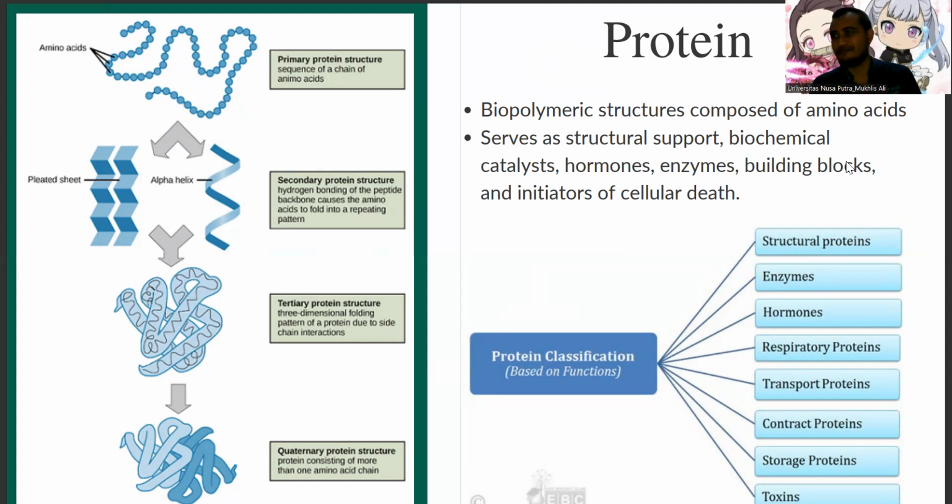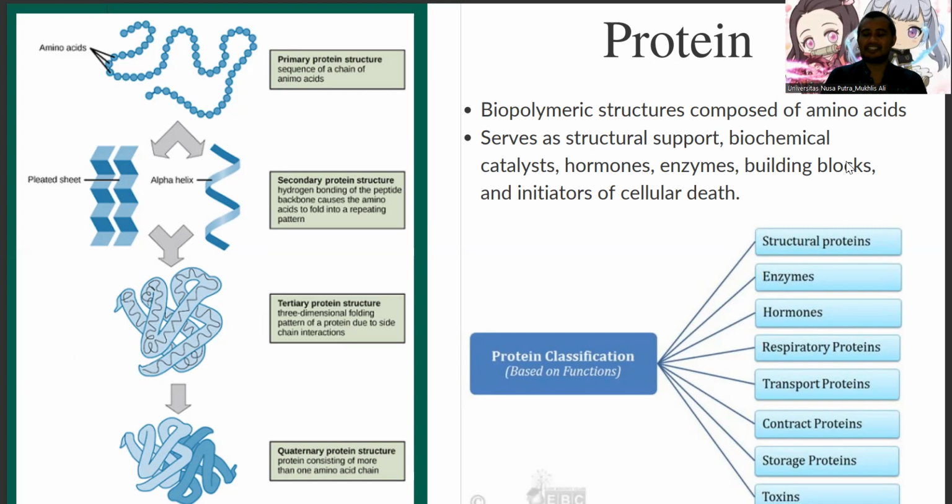Next one is hormones. Hormone has a function to control the different functions of the cell. So hormones, like in our body, work with the brain, so they will control our condition based on the brain process.